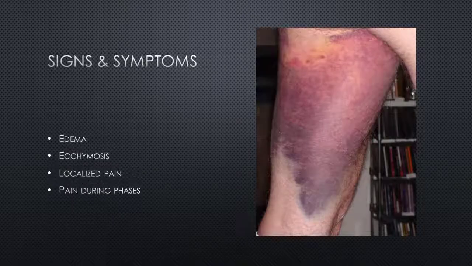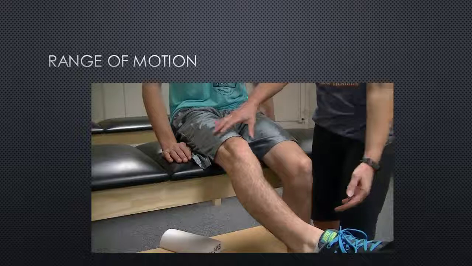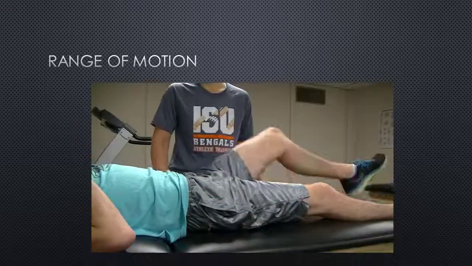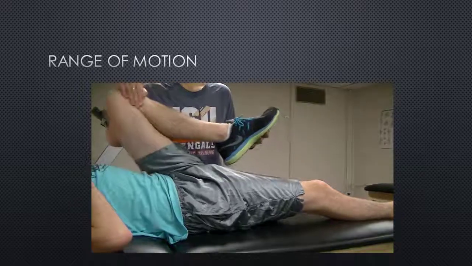Signs and symptoms then include edema, ecchymosis. There can be localized pain that is at the myotendon junction or the tendon attachment itself. The person may complain of pain during the terminal swing phase as well as the heel contact phase. Range of motion is going to be decreased active and passive range of motion for knee extension as well as hip flexion.